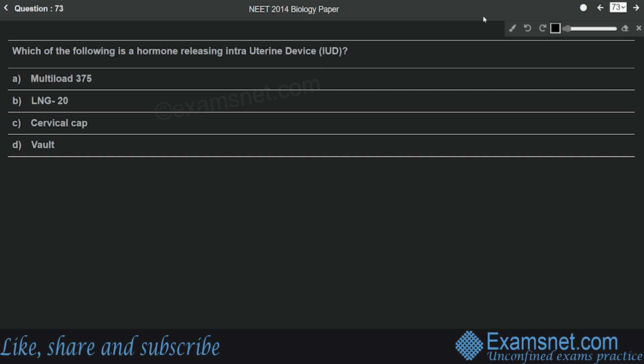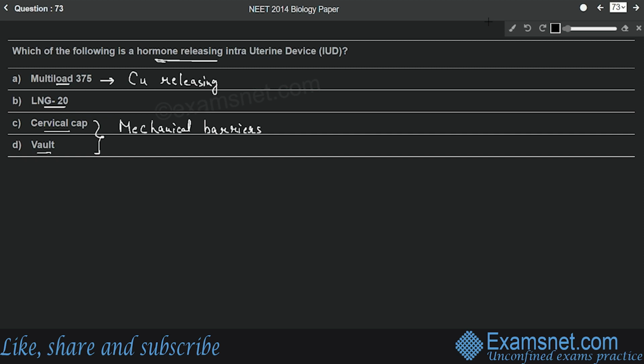Question number 73 is again from the chapter Human Reproduction, and the question is, which of the following is a hormone releasing intrauterine device? Option A, multiload 375. Option B, LNG20. Option C, cervical cap. And option D, Vault. So multiload 375 is a copper releasing IUD, not hormone releasing. And cervical cap and Vault, these two are the mechanical barriers which prevent the entry of the sperm into the vagina.